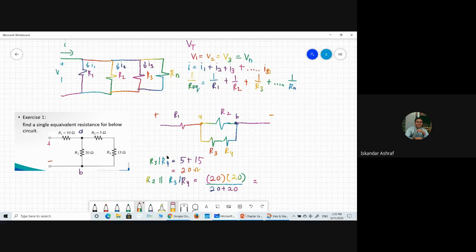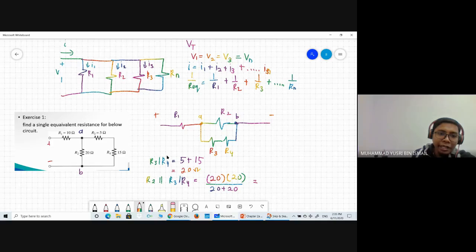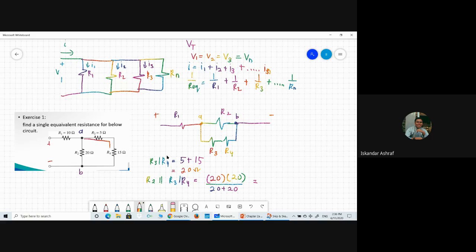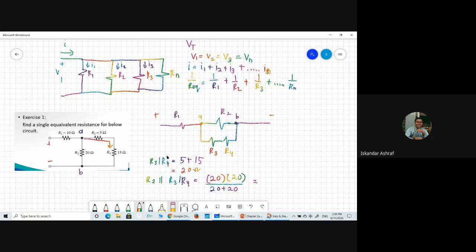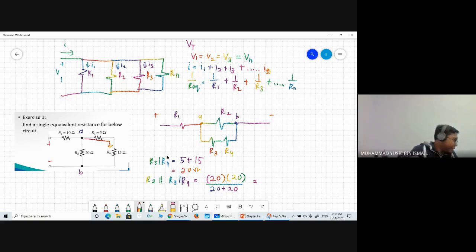Sir, isn't R3 closer to node A? Because I drew R3 and R4 side by side. Yes, but this one is directly straight. Oh, because it is series. Oh, okay. It is series. R3 and R4 is a series. Okay, and then R2 is parallel with R3 and R4. Okay, understood. Alright, thank you, sir.